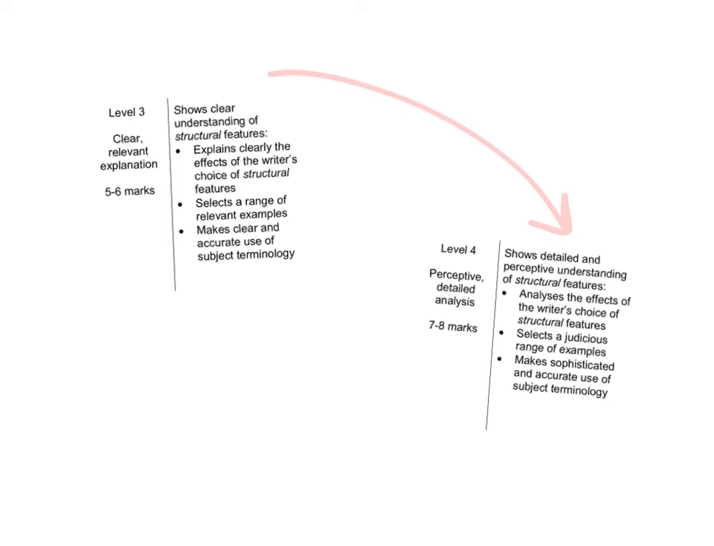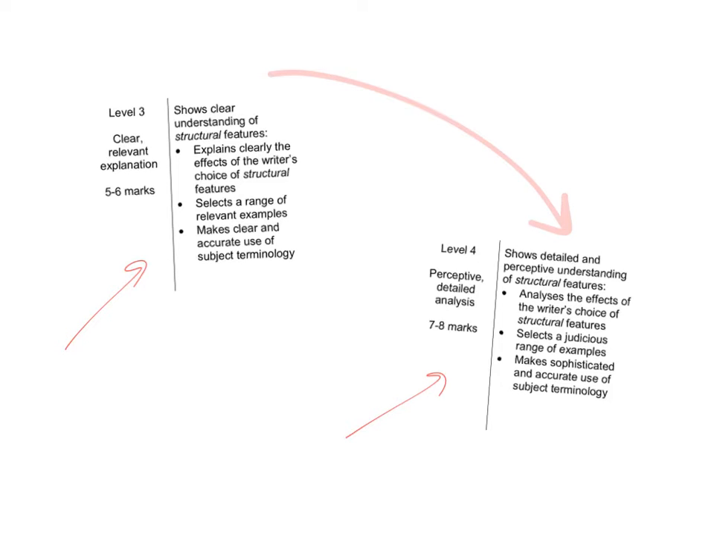And if you look at what you've actually got to do in terms of the mark scheme, you can look at clear and relevant is 5 to 6 out of 8 marks, and perceptive and detailed is 7 to 8. So for each one you get 3 bullet points, and those bullet points become more detailed and perceptive, I guess, as it goes through.